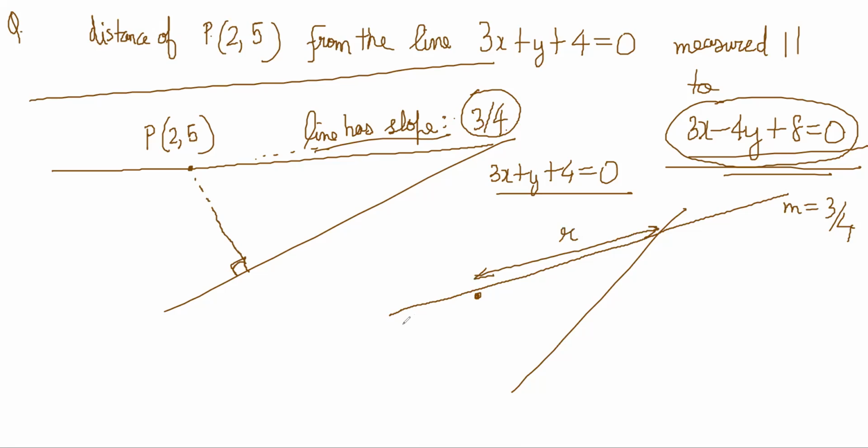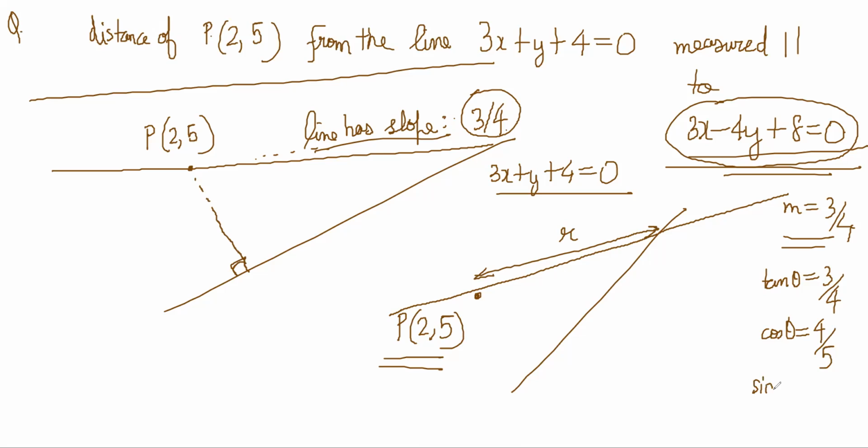And this is point (2, 5). So slope is known, right? So tan theta is equal to 3 by 4, no? So cos theta and sin theta you can find. It becomes the parametric form. Cos theta will be 4 by 5, and sin theta will be 3 by 5. And now this point should be 2 plus r cos theta, so 2 plus 4r by 5, comma, 5 plus r sin theta.